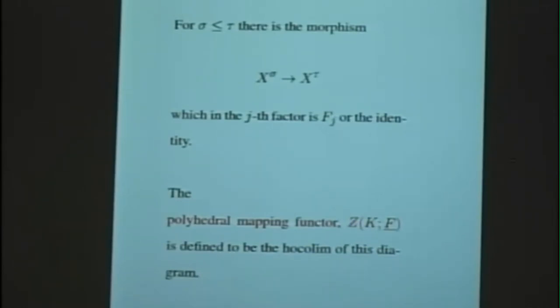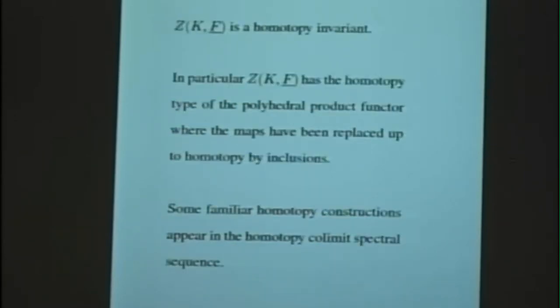But now, when I want to define the map from X sigma to X tau, I don't have inclusions, but over the relevant factors, I use the map F_i. That's where the map F_i rears its ugly head in this construction. And the polyhedral mapping functor, well, what else? It's going to be the homotopy colimit of this diagram. That's all that it is. It's a homotopy invariant. So I want to point out that after homotopy, I haven't done anything new, because I could simply replace all the maps by inclusions up to homotopy, and I will get the usual homotopy polyhedral product functor.